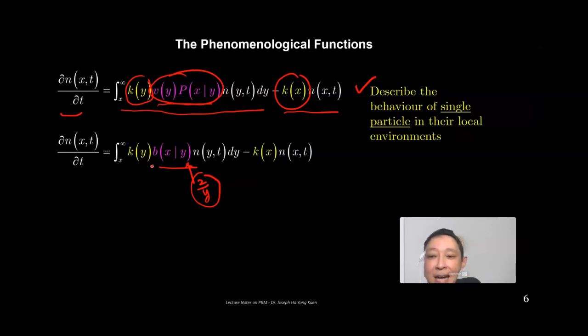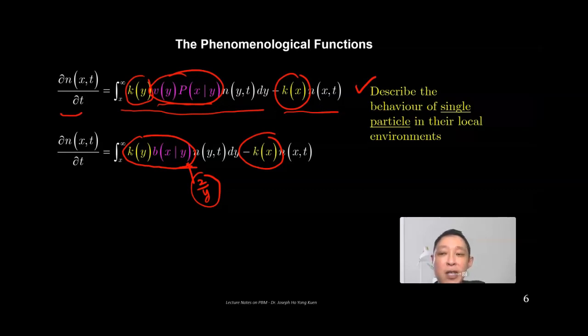Okay, so these colored items here, the rate and the probability density function, are the functions that we call the phenomenological functions, because this gives the behavior of the population of particles undergoing breakage that we are concerned about. And these functions describe the behavior of a single particle in their local environment. So by definition, this is the definition of the phenomenological function.